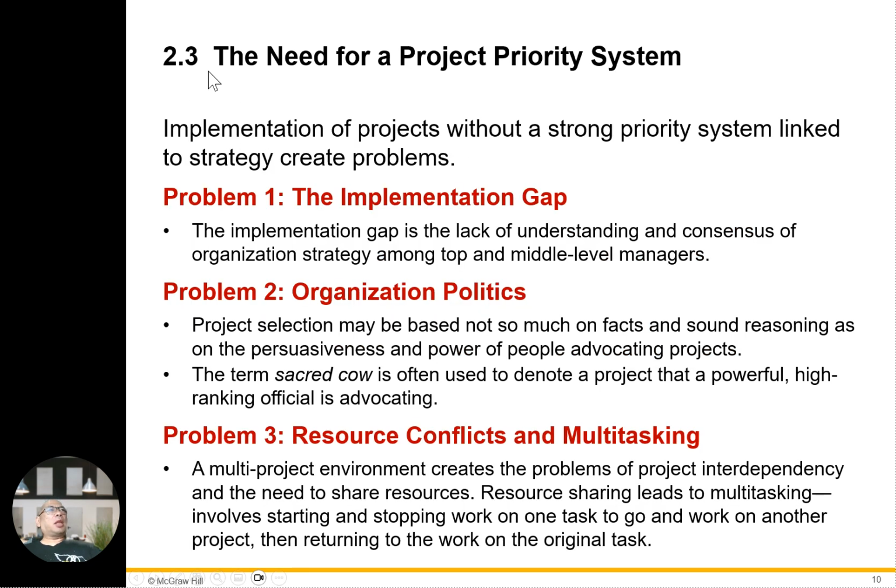Number three, the need for a project priority system. Implementation of projects without a strong priority system linked to strategy creates problems. Now, problem one: there's an implementation gap. This is 2.3, the need for the project priority system. Okay, there are several problems that we're going to discuss. The first one, as mentioned, is the implementation gap.